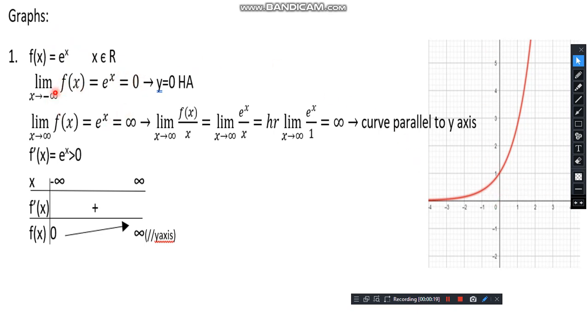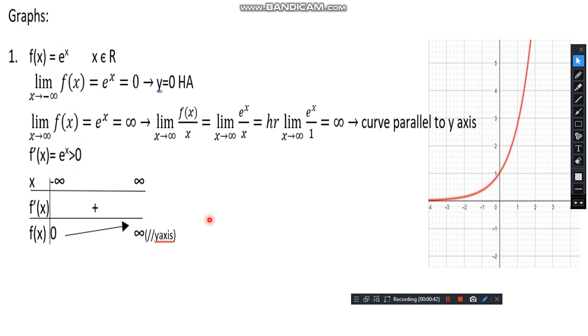So the limit as x tends to minus infinity, e power minus infinity is 0, so y equals 0 is a horizontal asymptote. As x tends to plus infinity, it's infinity. For the direction, if you do e^x over x, the variable exponential is stronger, so it's infinity, or you do L'Hospital's rule, e^x over 1, so it's infinity, parallel to the y-axis. And the derivative is e^x, so it's always positive and always increasing.